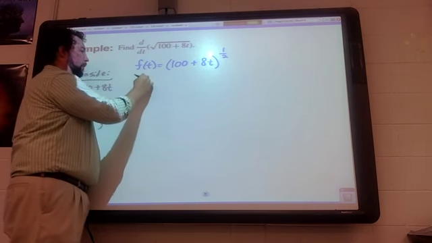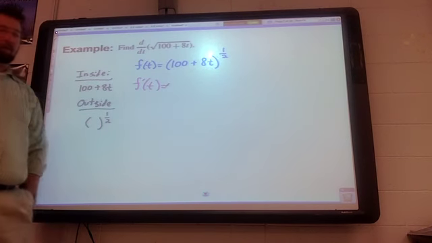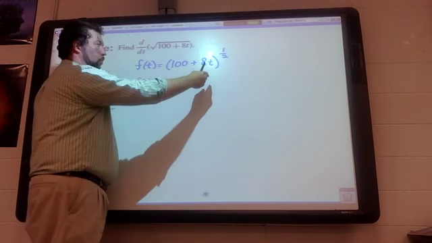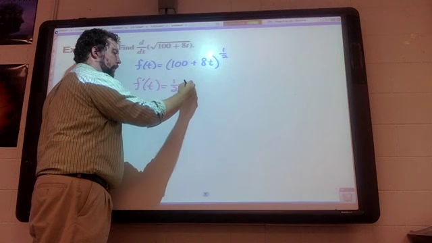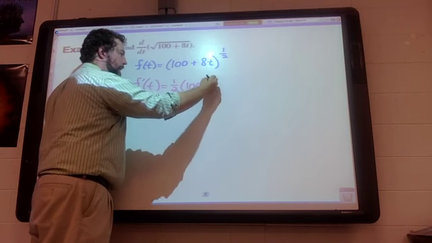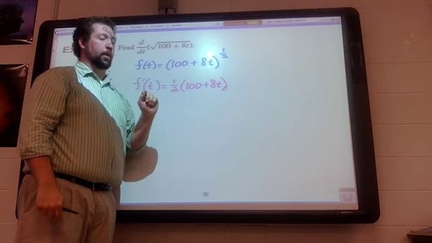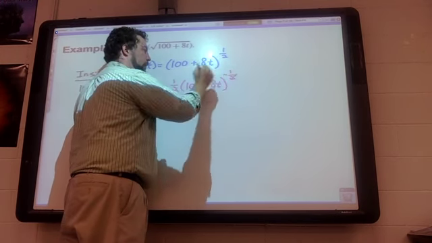So our derivative of this function, chain rule: derivative of the outside, the derivative of the mama with the baby still inside. So power rule, the 1/2 comes down. We rewrite the inside just like it is, 100 plus 8t. All right, and then we subtract 1 from the exponent. So 1/2 minus 1 turns into negative 1/2.